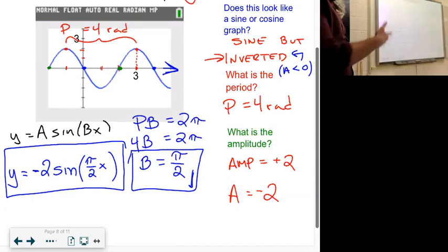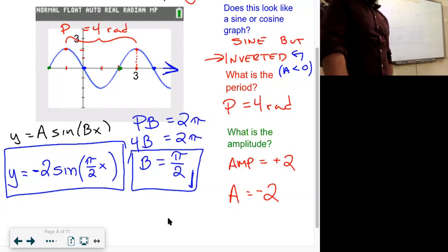So tonight your assignment is to kind of work on some of these graphs. And then tomorrow we'll pick up and start solving more complicated trig equations.